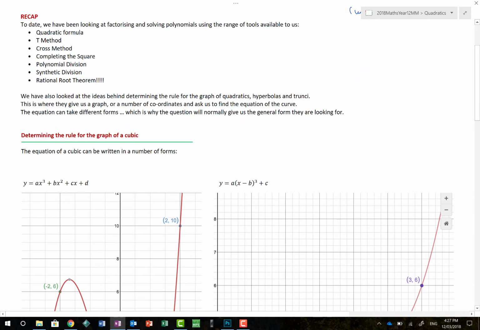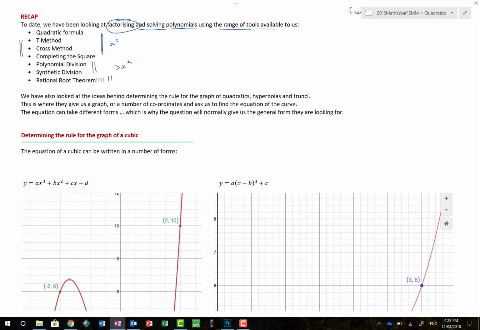So we have been looking at factorizing over and over again, factorizing, solving polynomials, and we have a range of tools available to us. The quadratic formula, the T method, the cross method, and completing the square. They are for quadratics only, so anything x to the power of 2. Polynomial division, synthetic division, and the rational root theorem are for greater than quadratics, although we could probably use them on quadratics, but to me that would be overkill.